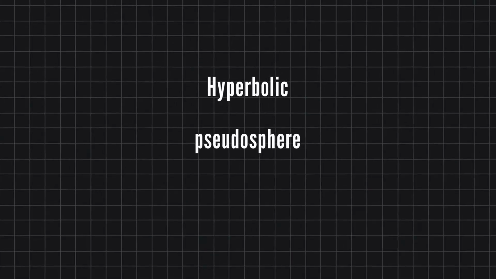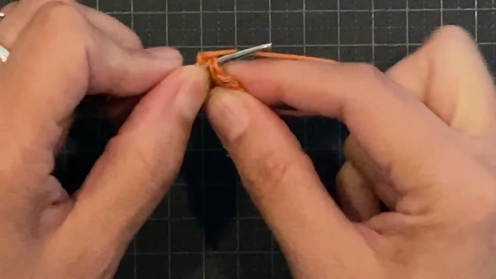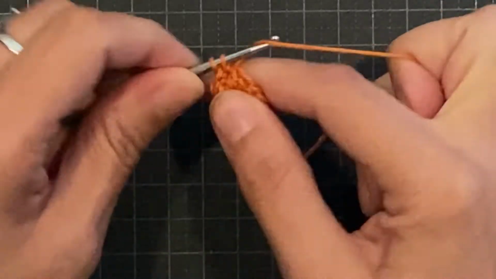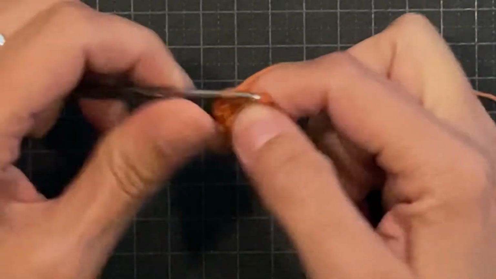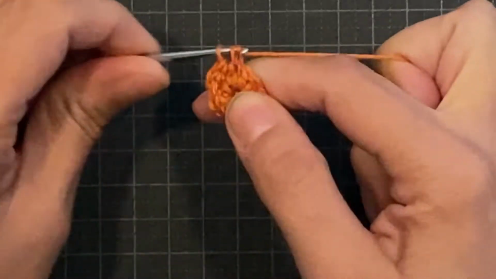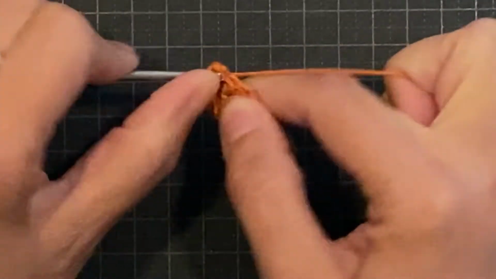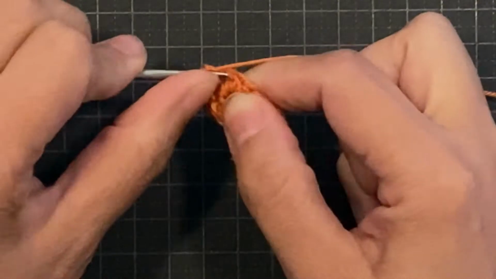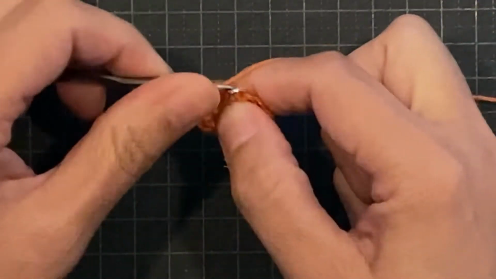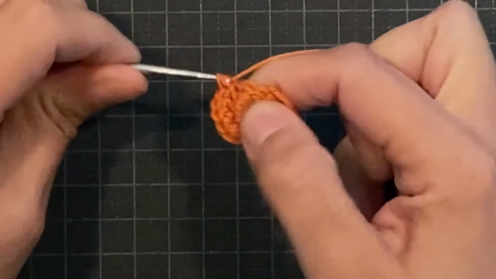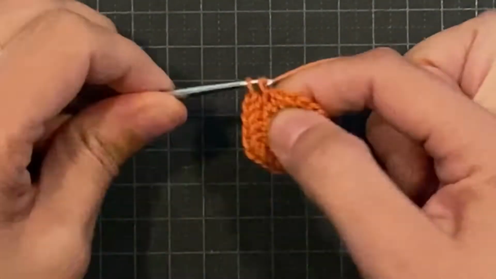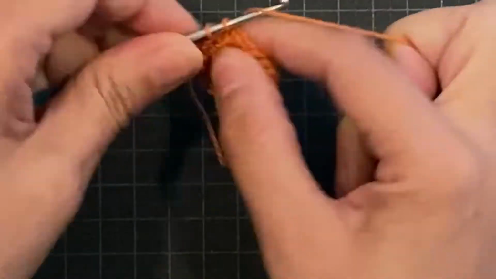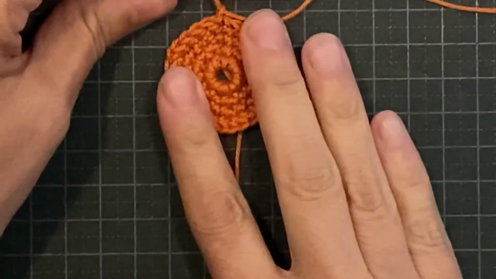Let's move on to the hyperbolic pseudosphere. In this example, I'm starting with a circle. The increase ratio would be every other stitch, every third stitch, and so on for 3 or 4 rounds. This way you will get a flat surface to begin with.